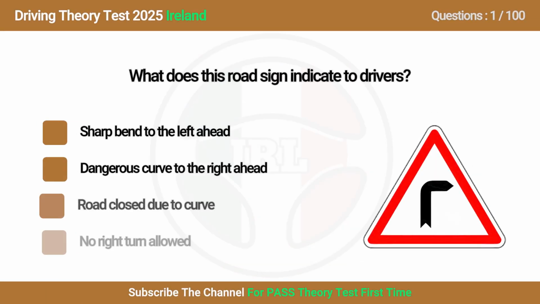Question 1. What does this road sign indicate to drivers? A. Sharp bend to the left ahead. B. Dangerous curve to the right ahead. C. Road closed due to curve. D. No right turn allowed.